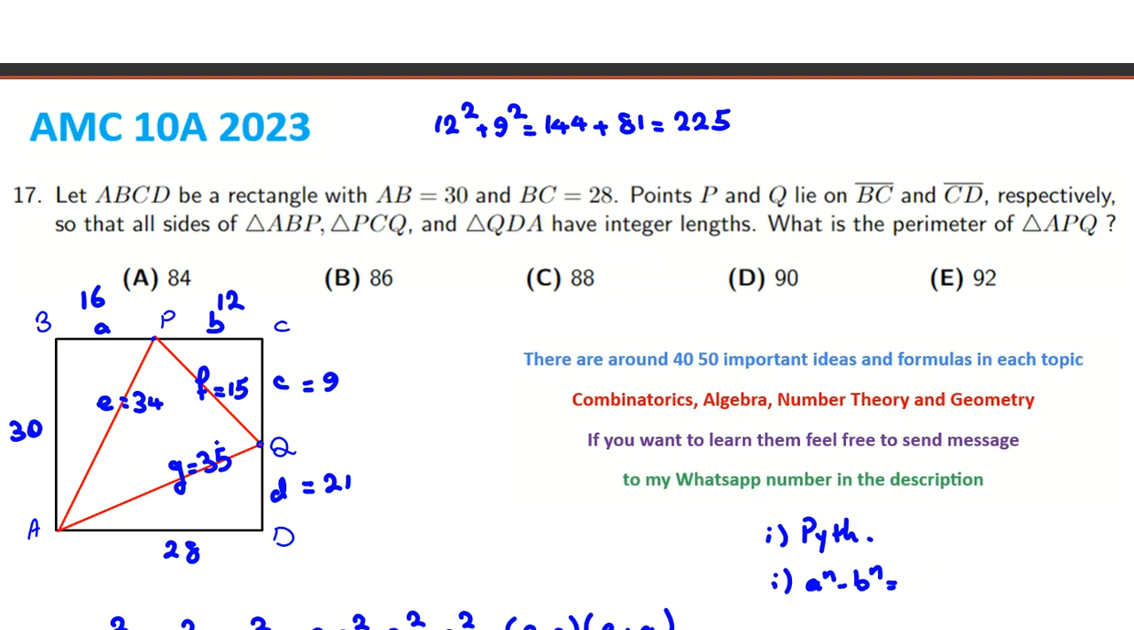Now the sum of them is what? 15 plus 35 is 50, plus 34 is 84. So the answer is choice A.